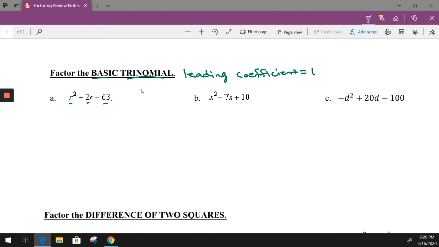So factoring basic trinomials is one thing that we do a lot. You're trying to figure out what 2 linear binomials would multiply together to equal this trinomial. There are a couple ways that you can do this. You could make a table or a list of all the factors of 63.